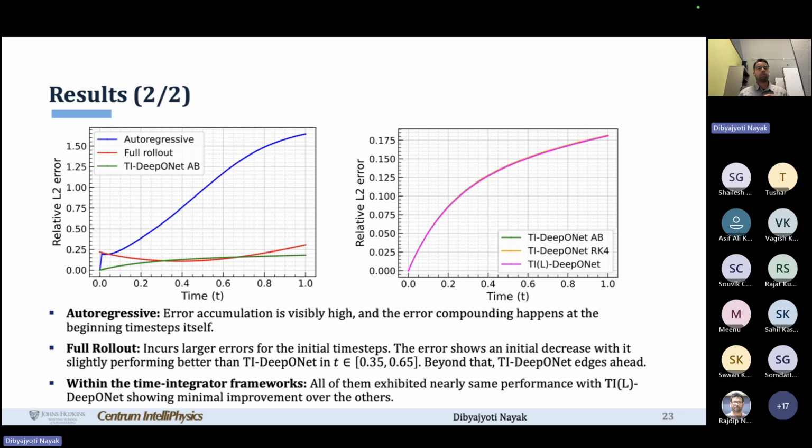And one of the key observations that you can see in all the different PDE examples is that the error growth in the TI-DeepONet framework is controlled. For a longer time horizon, we can see this plateauing behavior after a certain time point. So we expect that as you simulate further and further in time, these errors are going to reach a sort of plateau and will not increase further. That is what we expect. Again, within the TI-based frameworks, as I mentioned, TI-DeepONet does slightly better, but the improvement was sort of minimal over the other frameworks, as you can see.